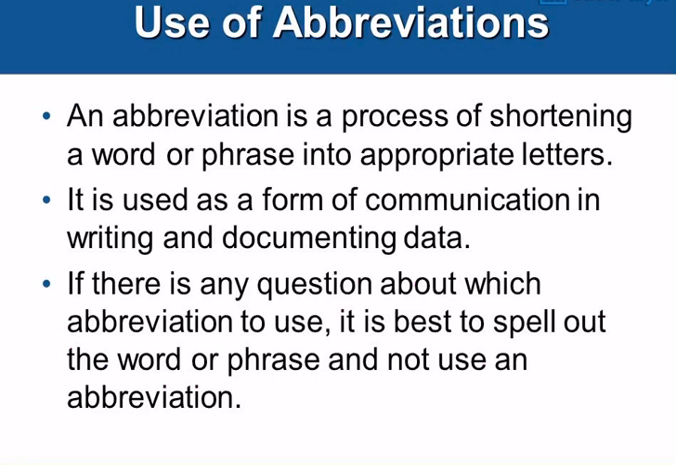Use of abbreviations. An abbreviation is a process of shortening a word or phrase into appropriate letters. It is used as a form of communication in writing and documenting data. If there is any question about which abbreviation to use, it is best to spell out the word or phrase and not use an abbreviation.